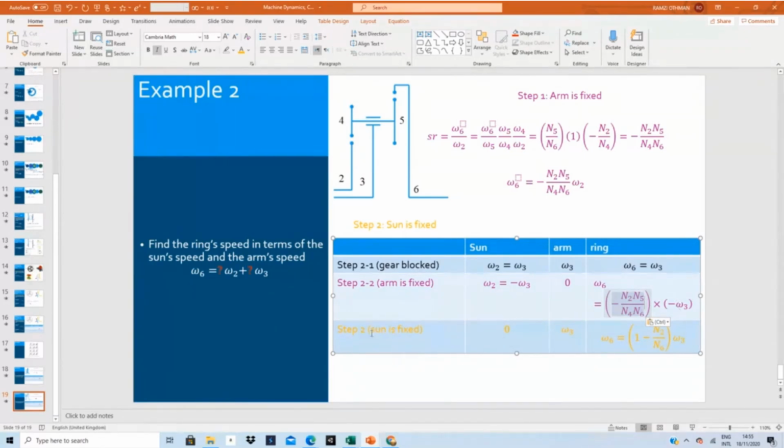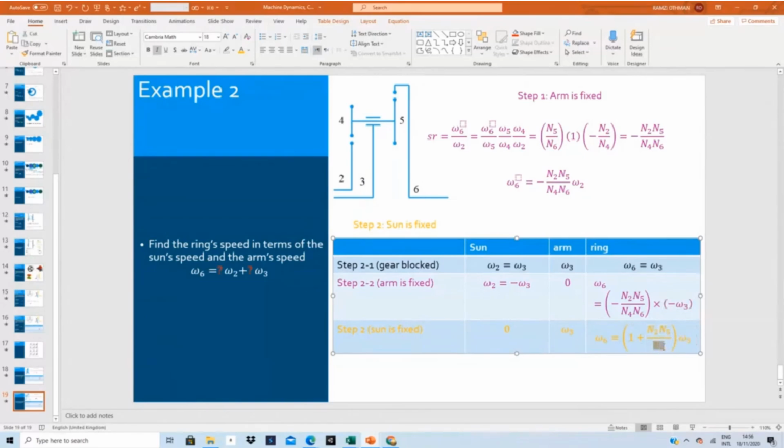Now the result of step 2, the sun is fixed, because I went with omega 3, then I went with minus omega 3. As a result, I will have 0. Now, for the arm, I went first with omega 3, then I blocked it, so in total I will have omega 3. And I will sum the effect of both here. So I will have plus omega 3, and here plus N2 N5 over N4 N6 times omega 3. So I can consider omega 3 as a factor. It will be 1 plus N2 N5 over N4 N6.